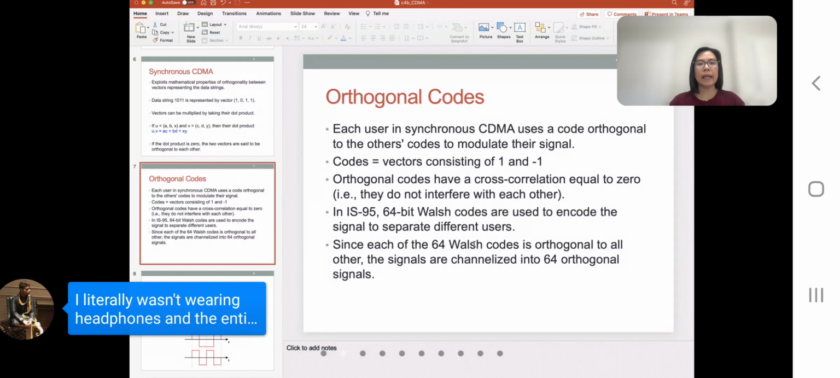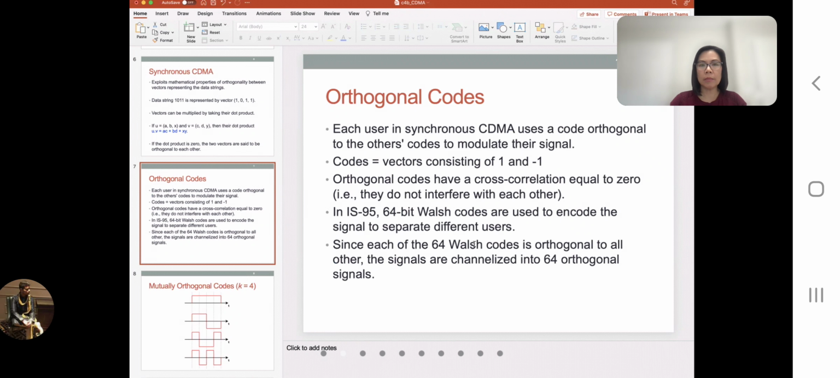So in a synchronous CDMA system, each user is given a code orthogonal to the other users' codes to modulate the signal. And when we say a code, what do we mean by a code? Basically, it's a vector that consists of 1 and -1. Again, we don't use 0 in this case because we're talking about how to implement this in circuits. And in circuits, we should have two different voltages, let's say a positive voltage for 1 and a negative voltage for -1.